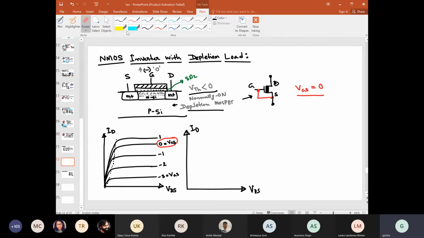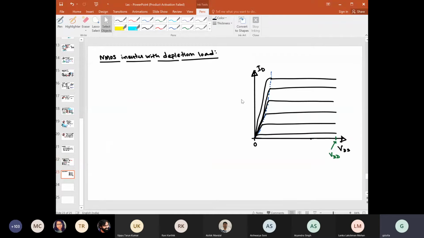it should look like a similar one. So I'm trying to make it similar to this, like this. So this is VGS equal to 0 for this, right? So this will be the characteristics of this device, and now it is a load, and this particular load is that depletion load, right? Okay. Now here let us draw the complete inverter.